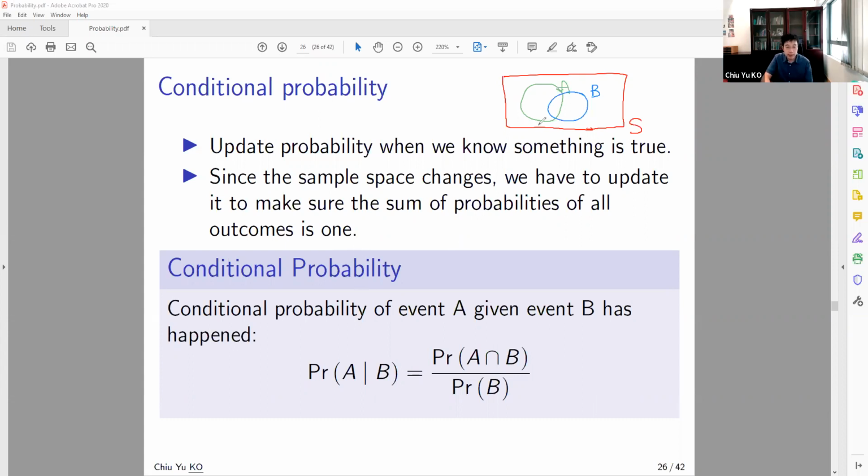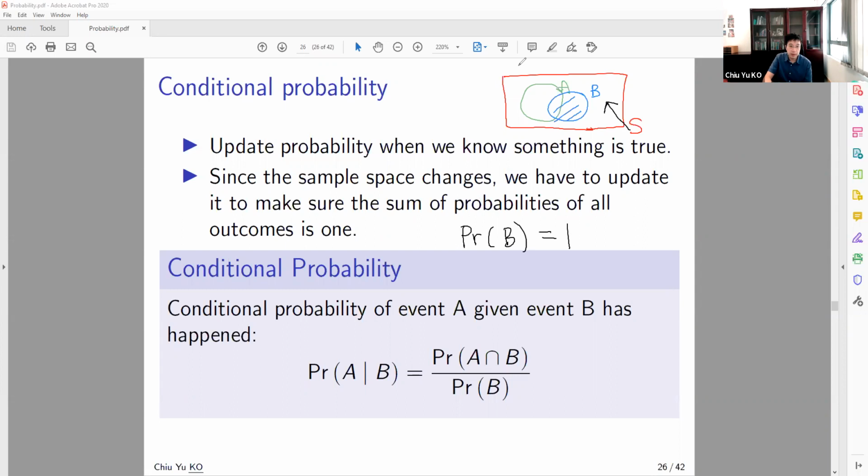Now the tricky part is that we know B is going to happen. B has happened. The sample space will shrink. It's no longer S; it should shrink from S to B. Remember what you learn from axiom 2: the probability of B, since you know B has happened, should be 1, because B is the new sample space. And we know everything is between 0 and 1, so you should rescale everything.